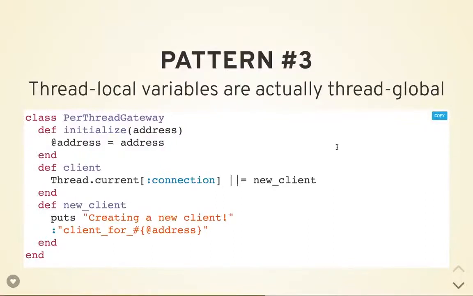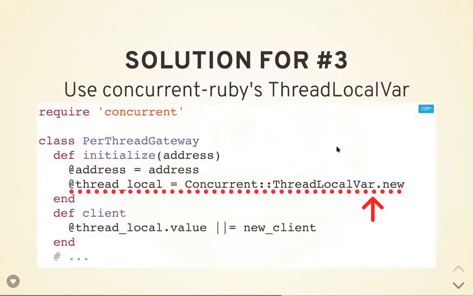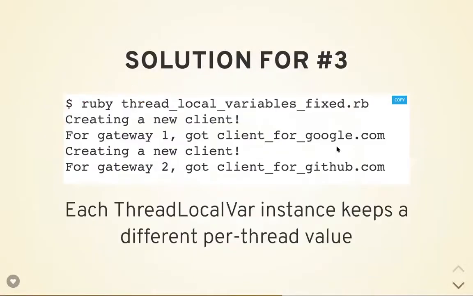So the solution is actually to use concurrent Ruby's thread local variable that gives you the behavior that you were probably expecting, which is that each thread gets a copy of the objects, but gets a new copy for each instance of these objects. So this way, we fix this code, and we can use 2 clients for different things on the same thread. So this one is pretty straightforward after you know it, but if you don't know it, it's one of those that might take you a bit to find.